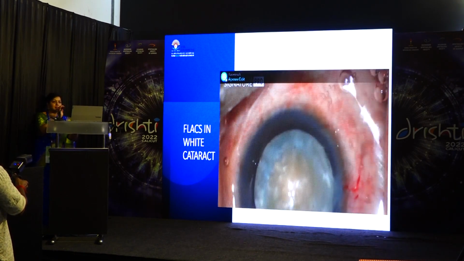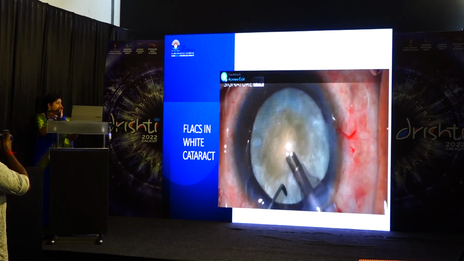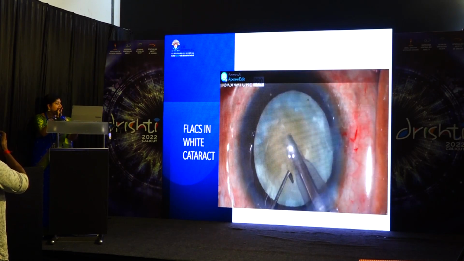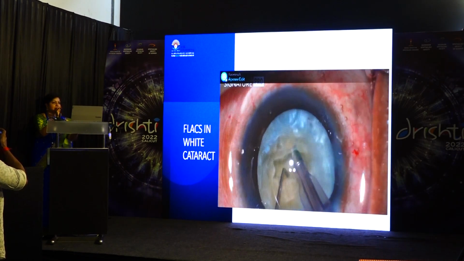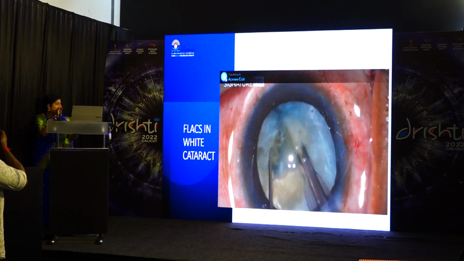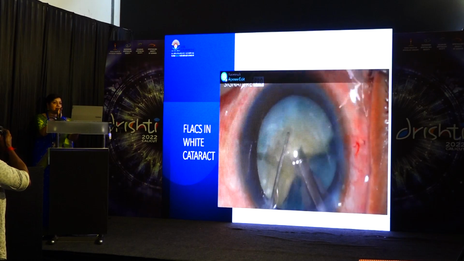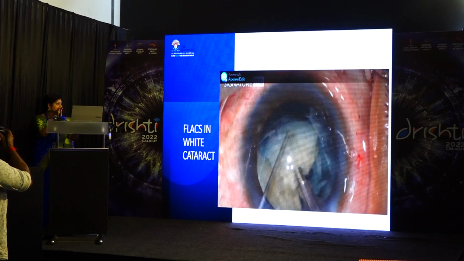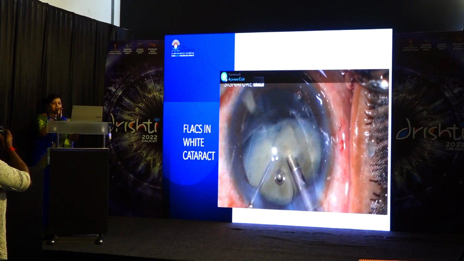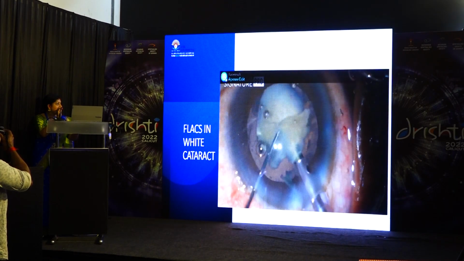The nuclear disassembly is not really that beneficial in such kind of cataracts, but definitely it makes things easier with a very good capsulotomy in the first place, because there are these intumescent cataracts which have a very high propensity for an Argentinian flag sign, which can itself jeopardize the visual outcomes.